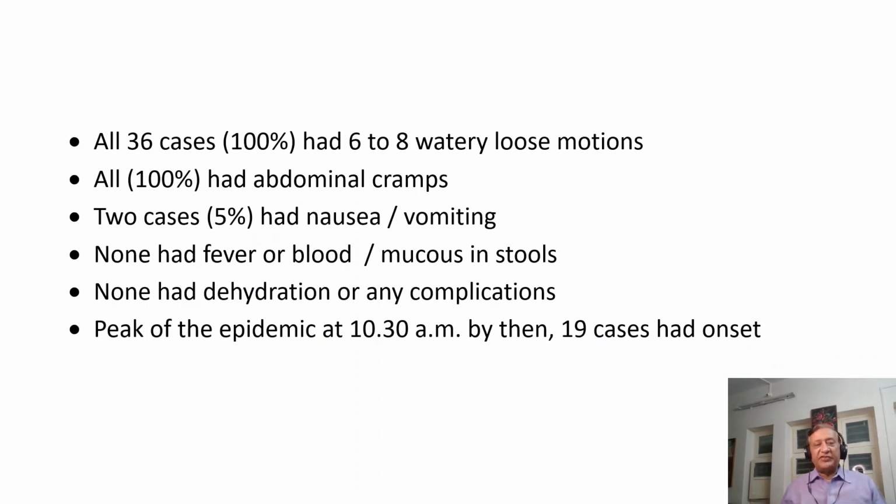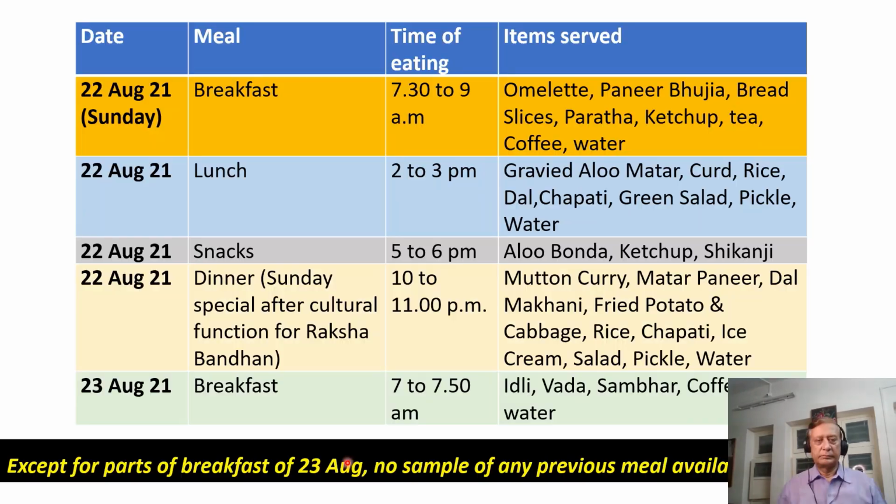Now, out of the 36 patients, 30 were admitted to the isolation ward, while another 6 were detained for treatment at the casualty ward. All the 36 cases, that is 100% of them, had 6 to 8 watery loose motions. All 100% had abdominal cramps, 5% had nausea or vomiting, and none had fever or blood or mucus in the stools. No case had dehydration or any other neurological or autonomic symptoms. The peak of the epidemic was reached at about 10:30 a.m., by which time a total of 19 cases had onset. By evening of 17th August, all the cases had been discharged after observation and supportive treatment.